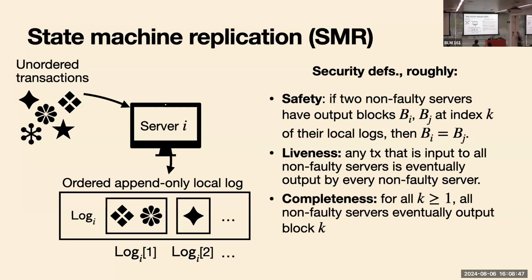Lastly, and this one is ever so slightly non-standard, but it turned out to be a convenient way to state the property for our proofs. For all k greater than or equal to 1, all non-faulty servers eventually output block k. So this just means that essentially the log continues growing. We never reach a point where the log just ceases to grow.